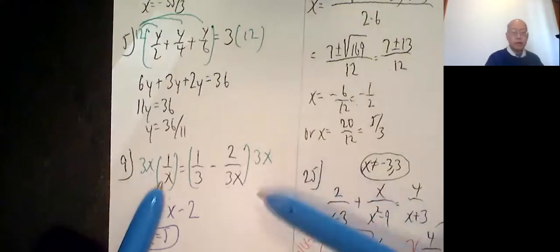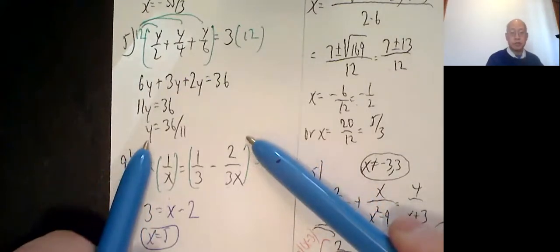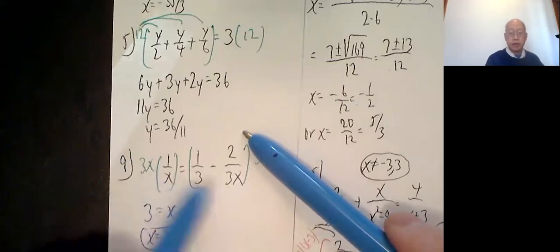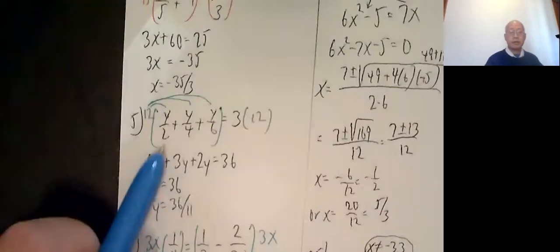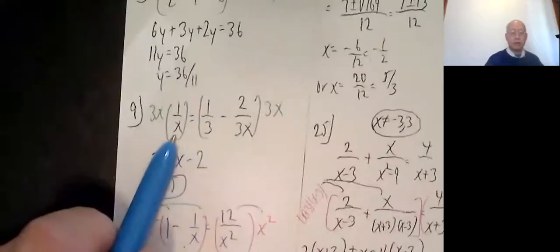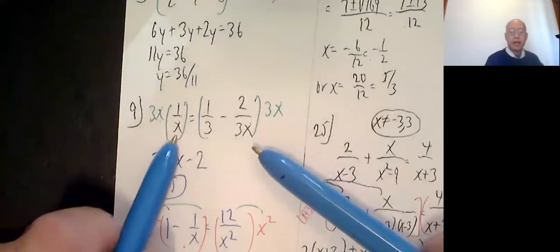Whenever you have a variable denominator, you have to be careful that you don't divide by zero. So even before this problem starts, I can tell x equals zero is not allowed in my answer because I'll be dividing by zero. I didn't have to worry about that for this one or this one because there was no variable in the denominator. But once you allow a variable in the denominator, you have to be sure that your solution is not, in this case, zero, whatever makes the denominator zero.